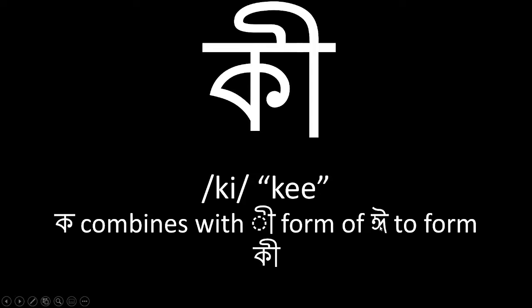This is the second i, which used to be the vowel ee. In previous times, the other vowel was pronounced i, and this vowel was pronounced ee, but now they're both pronounced the same. But for spelling purposes, you need to know how to spell. So this is ki.